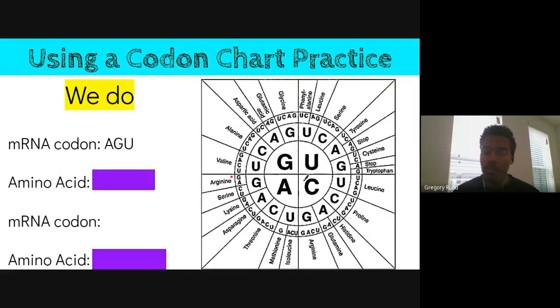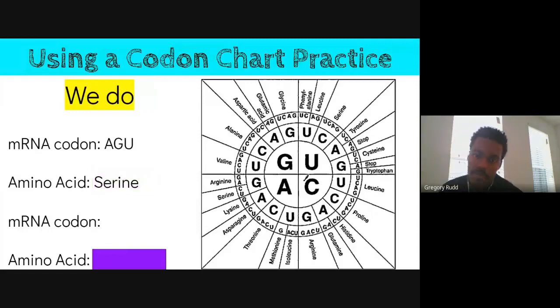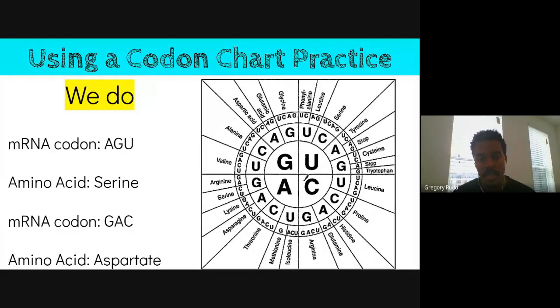Let's try another chart. Who can do AGU for us using this chart? Serine, I think. Good. This is serine. What about GAC? Someone tell me what GAC is. We actually did that already. Aspartic acid. Yep, that's aspartic acid or aspartate. Same thing.